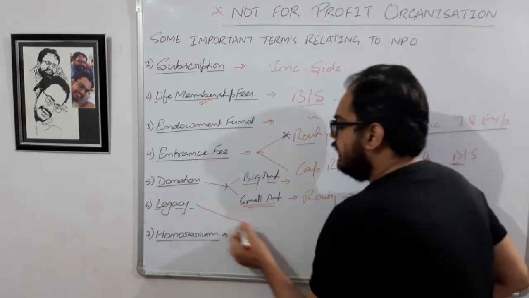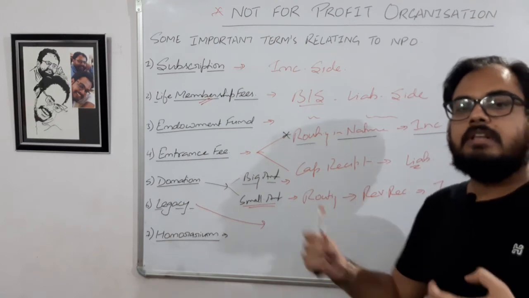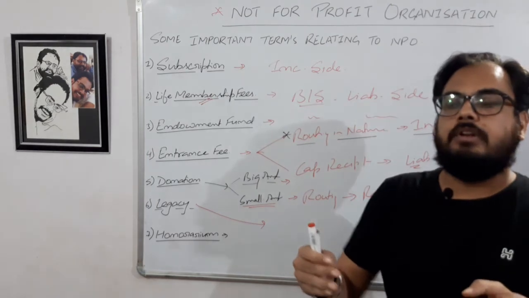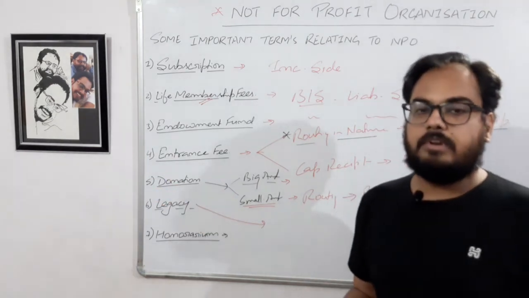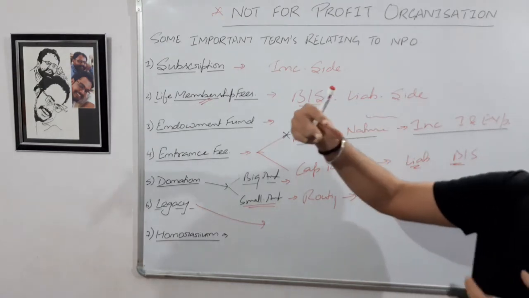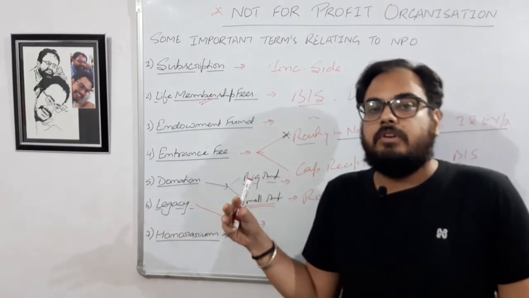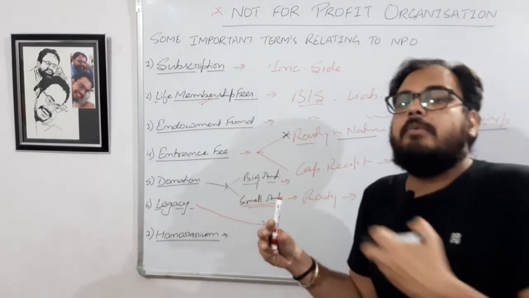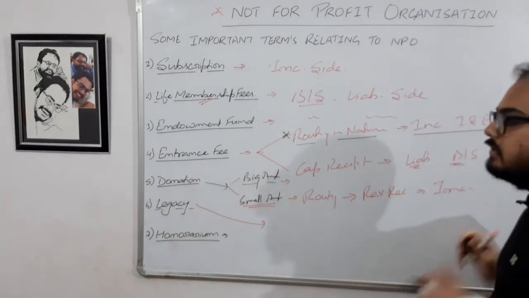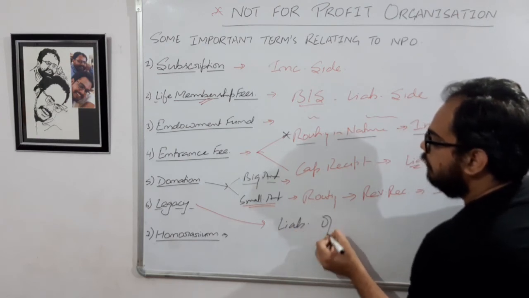Next one is what? Legacy. Legacy means, sir, an amount or property received by the club as per a will. There are a few individuals who donate their property to the club after their demise. So whatever amount or property is received by the club as per the will of the individual, after the demise of the individual, is termed as what? Legacy, and it is also treated as a capital receipt and will be shown on the liability side of the balance sheet.